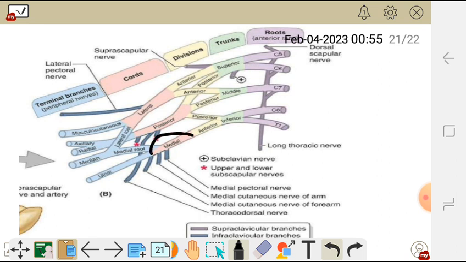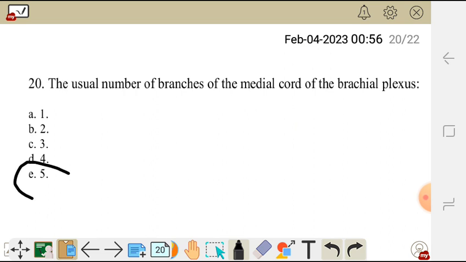So this is the medial cord. The medial cord has the branch of the medial pectoral nerve. It has the medial cutaneous nerve of the arm, and it has the medial cutaneous nerve of the forearm. That is 3, so we have 1, 2, 3 there. And then we have this branch here, which also comes from the medial cord, and then we have the ulnar nerve there. So there are 5 branches of the medial cord.